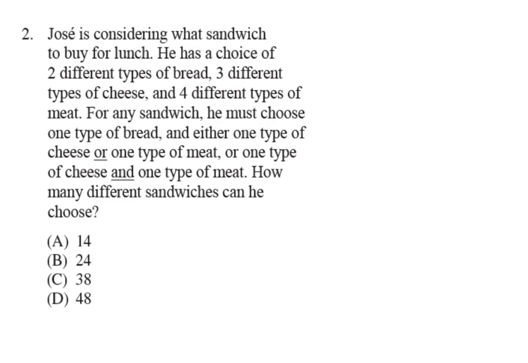So a lot of this problem is in decoding this sentence here, for any sandwich, etc. But what we basically see is that Jose can choose 2 different types of sandwiches. He can have a sandwich that has bread and either cheese or meat, or he can have a sandwich that has bread and cheese and meat. So what we need to find out is how many different possibilities there are for each of those and then to add them together.